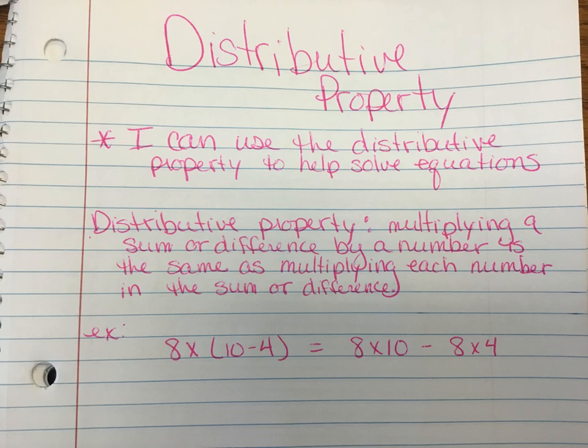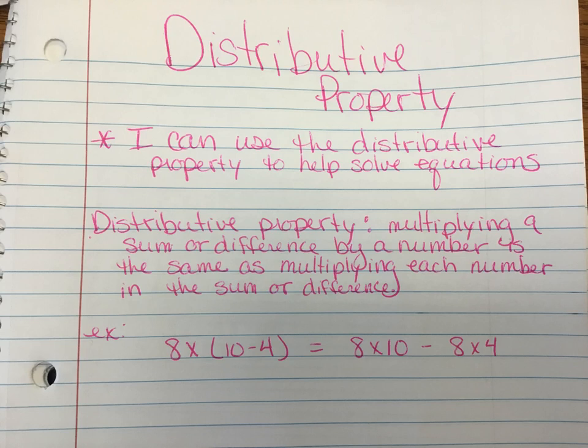So the I can statement, go ahead and get this written in your notebook. I can use the distributive property to help solve equations. And then this very confusing definition of the distributive property says multiplying a sum or a difference by a number is the same as multiplying each number in the sum or difference. Go ahead and pause the video until you have all of this written down, and then I will get to the explanation part. Okay, hopefully you have it all written down now.